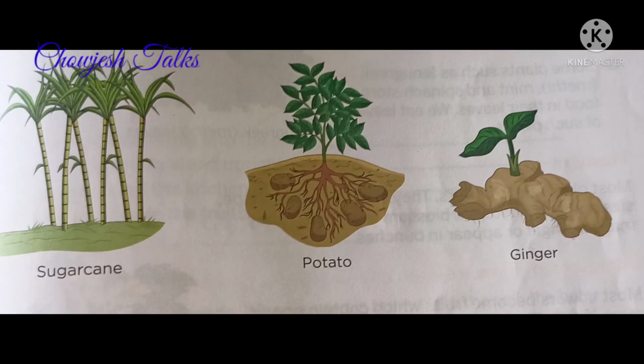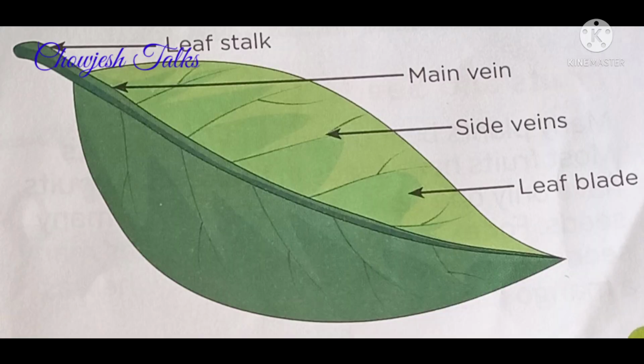The leaf. It is the most important part of a plant. Most of the leaves are green in color. They are usually flat, broad and thin. They are different in shapes and sizes. Parts of a leaf. There are leaf stalk, main vein, side vein and the leaf blade. They are the parts of a leaf.